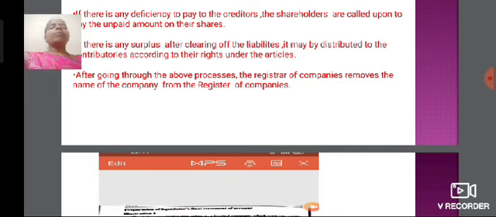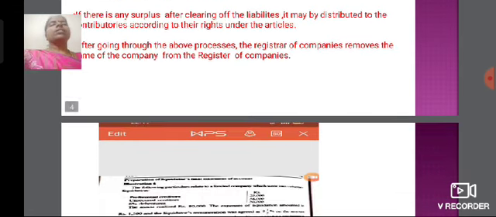After going through the above process, the registrar of companies removes the name of the company from the register of companies. Let us see how the liquidator's financial statement of account is prepared.